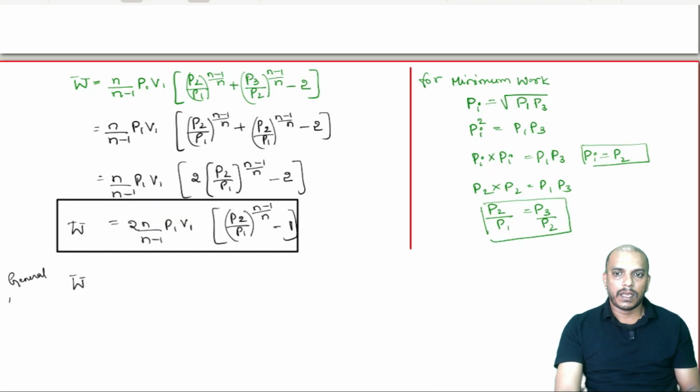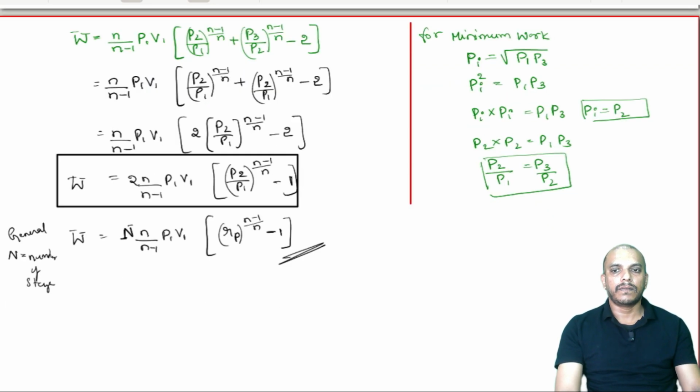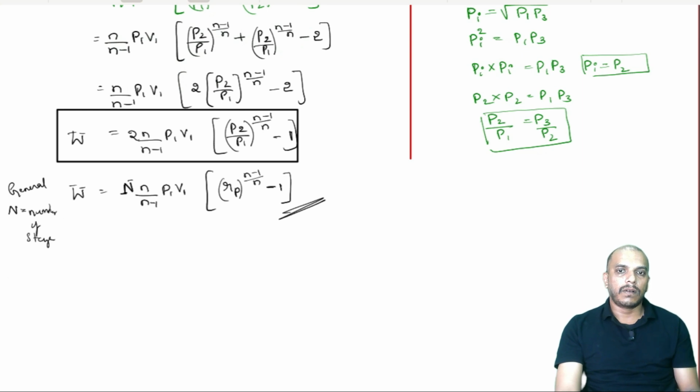Now, where n is equal to the number of stages. We have got this expression for 2 stages, so this will be n. For the number of stages, if it is 3, this will come out to be 3. So, n by n minus 1 P1 V1. Now, this pressure ratio can be written as Rp if we want. This will be (n minus 1) by n, and this will be minus 1. Okay, so this is our general expression for minimum work transfer. Now, let us call this equation 3.